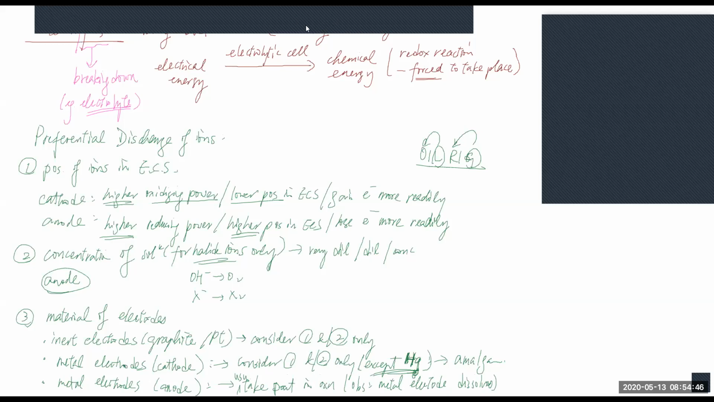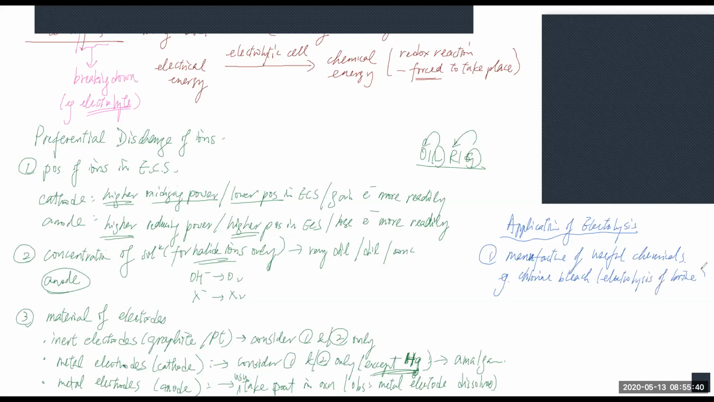And finally, you talk about applications of electrolysis. So what are the applications of electrolysis? You're going to tell quite a lot, right? First of all, you will talk about the manufacture of some useful chemicals. For example, I use this to make chlorine bleach, etc. So you may use electrolysis to help, by electrolysis of brine. Do you still remember the word brine?